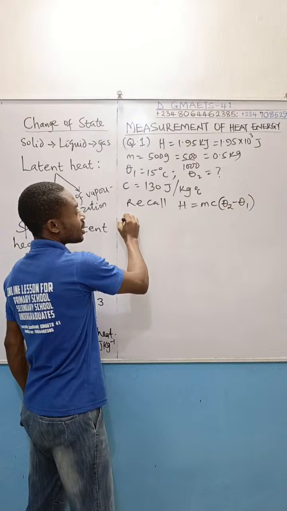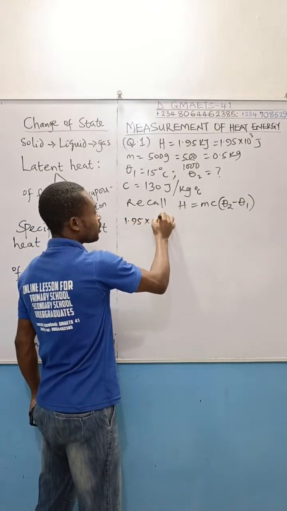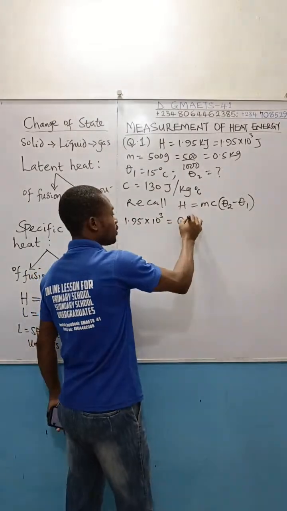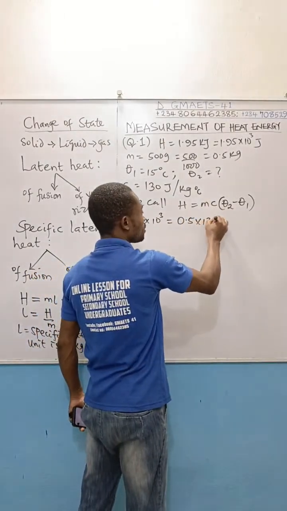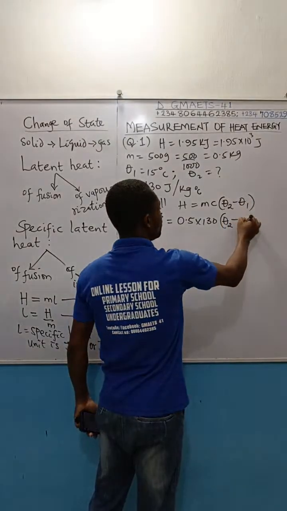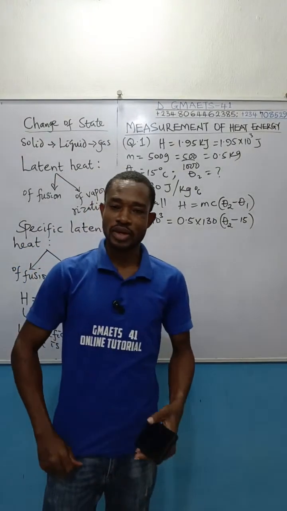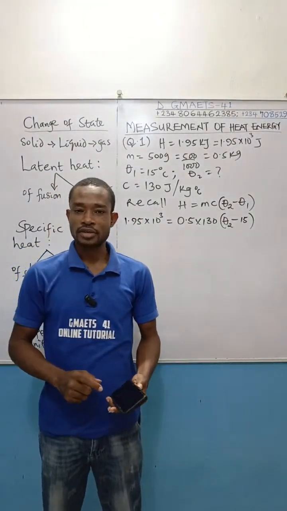We have that 1.95 times 10 to the power of 3 is equal to the mass, which is 0.5, times 130, open bracket, theta 2, we don't know. Theta 1 is 15 degrees. You don't need to convert the temperature here. It's not necessary.